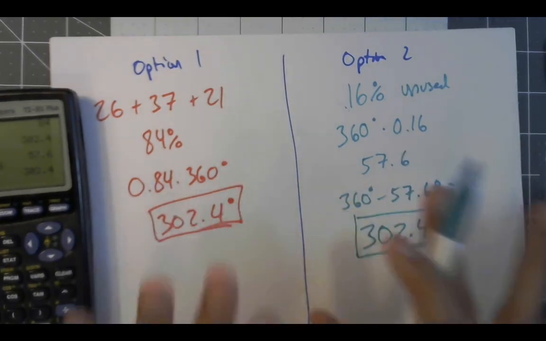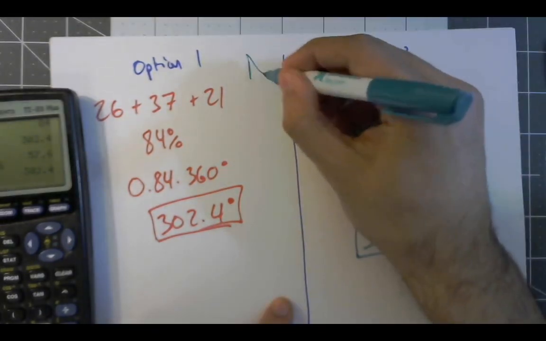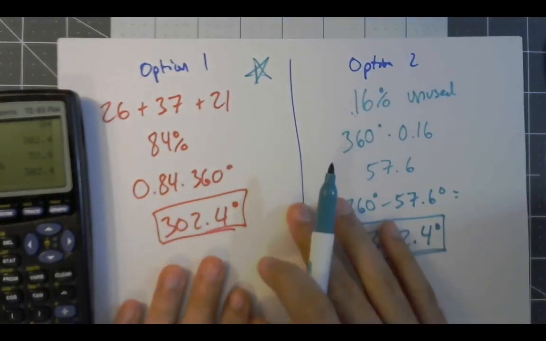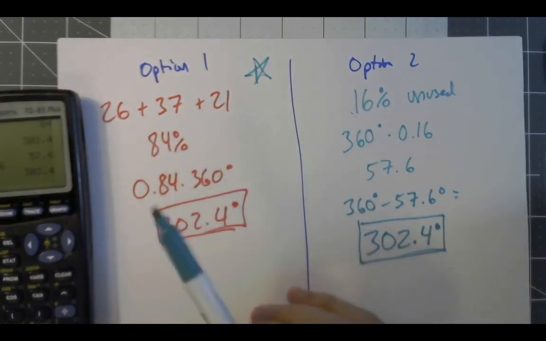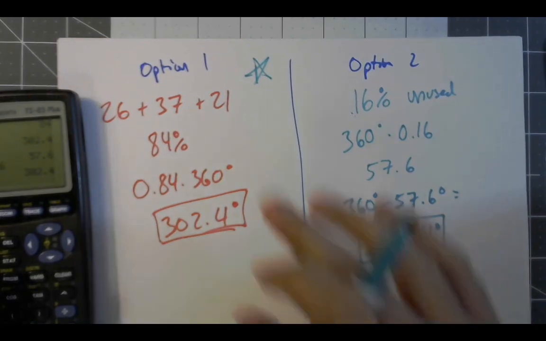Hopefully you see that these two are not different. They're just sort of approaching it from a different way. I would recommend this one. I think this one's a little simpler. Finding the things, adding them up, and then taking that. If you want to think this way, I don't think that'll hurt you at all.